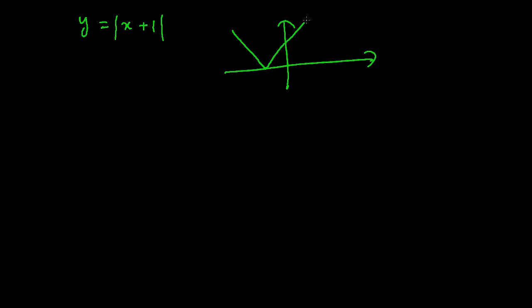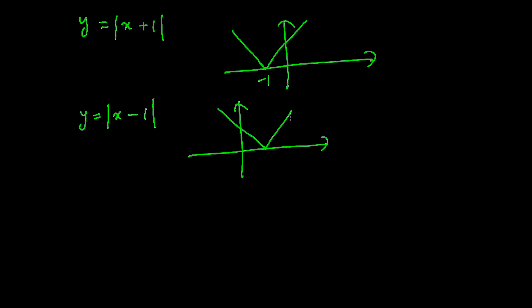On the other hand, when we have y equals absolute value of x plus 1, then the entire picture shifts towards the left. It would be over here. So it would be at minus 1. When we have y equals absolute value of x minus 1, the entire picture would shift towards the right, and it would be plus 1. When I say the entire picture, I'm of course referring to the picture of y equals absolute value of x, which is like this at the origin.